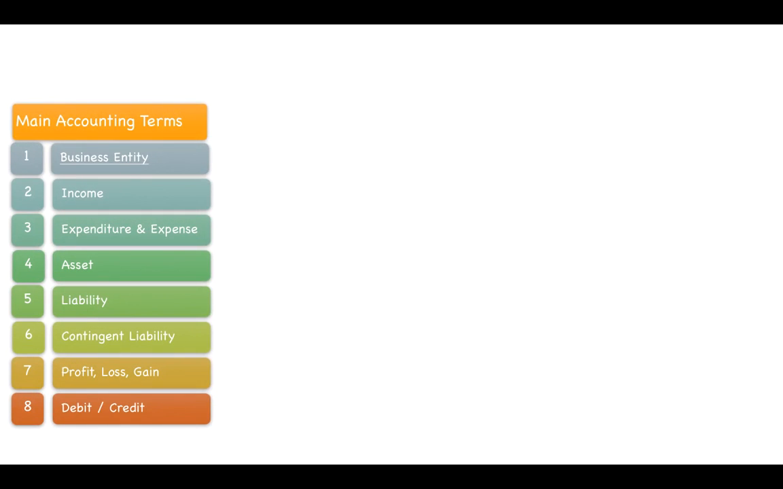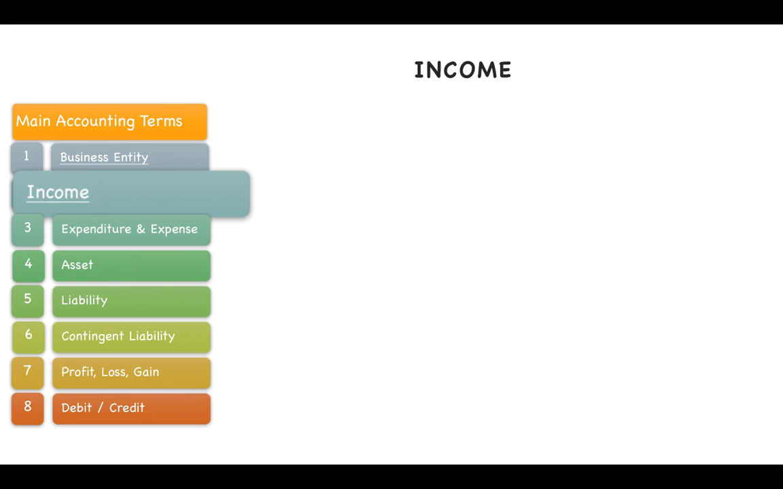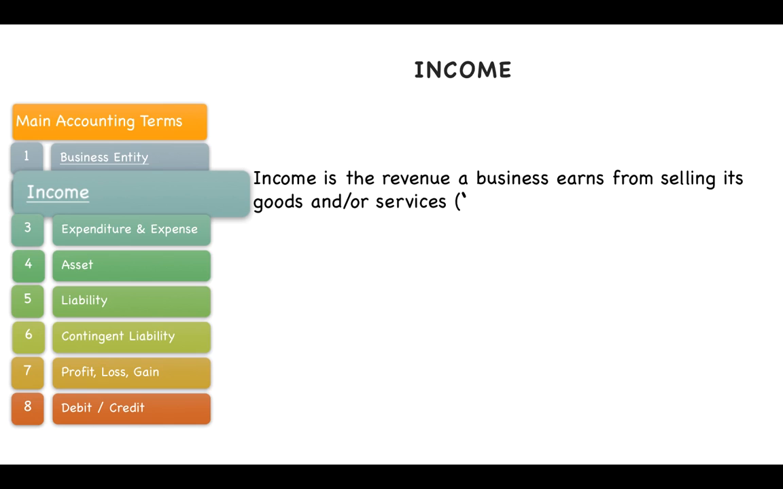We'll move on to the next one, income. It's a generic term, you would have heard it in many places, but let's see it more formally. Income is a revenue a business earns from selling its goods and or services. In that case, it is called operating revenue.